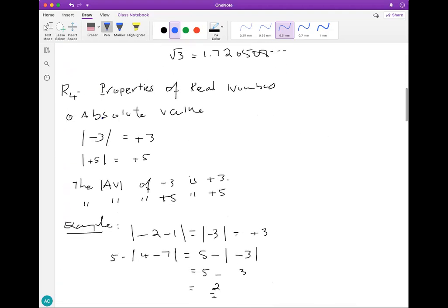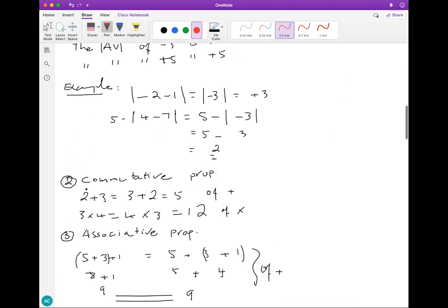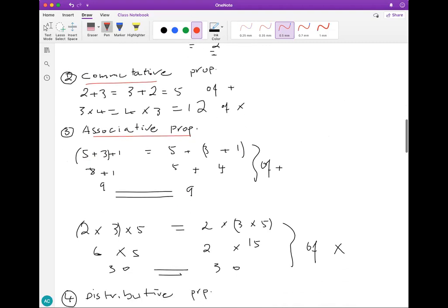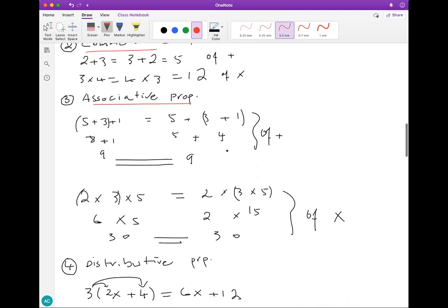We talked about a few of them. So we saw the absolute value. It just makes everything positive. Commutative property, that's when you switch the places, and the result is the same. The associative property, we don't switch the places, we just switch the position of the parentheses, but we still get the same result. Both of these apply to addition and multiplication.